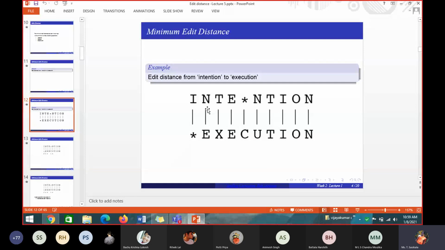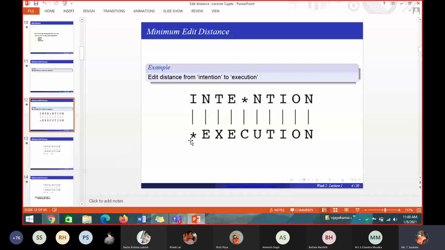I is deleted. Yes or no? I in my input string, in my output string, it is deleted. So one delete operation. N is substituted by E. T is substituted by X. E is substituted by E. Any operation I have to apply here? No, ma'am. So E as such E. And next I want what? C. So C is there here? No. So what I have to do here? I have to insert C. So here one insert operation, and this is delete operation.